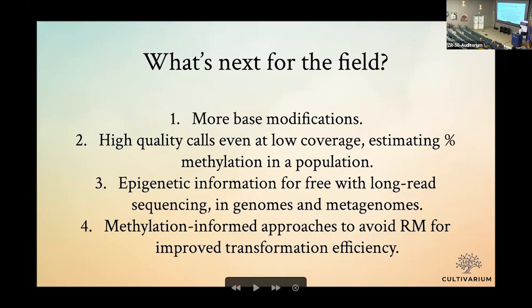And finally, the goal, at least from a synthetic biology standpoint of methylation calling, will be to then use that information to know when you should avoid RM systems in a genome, as well as to enable other approaches for avoiding or circumventing RM systems.